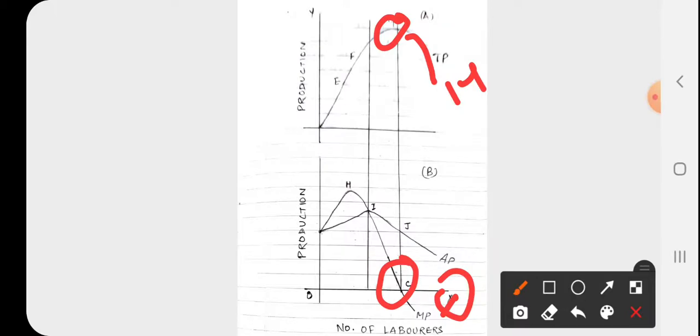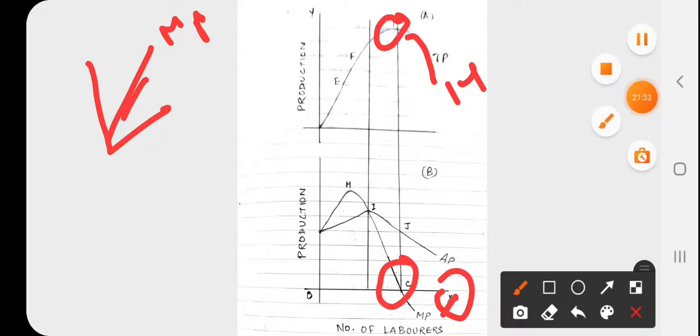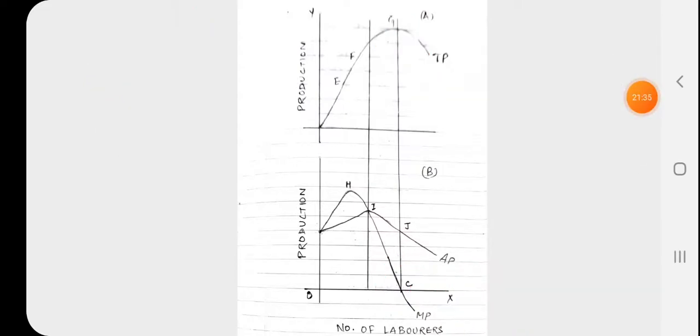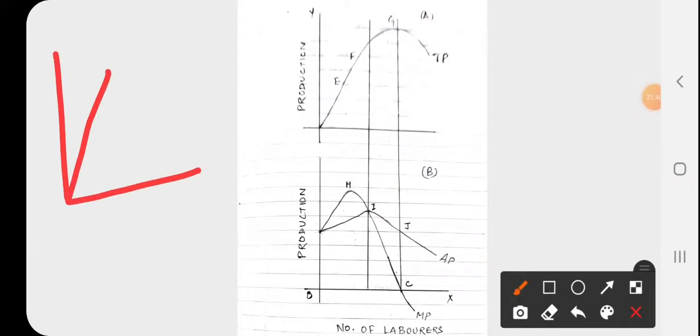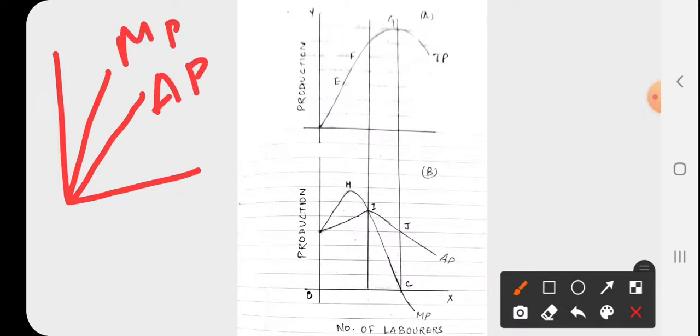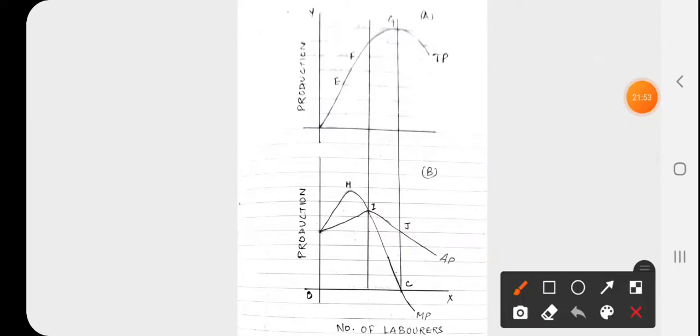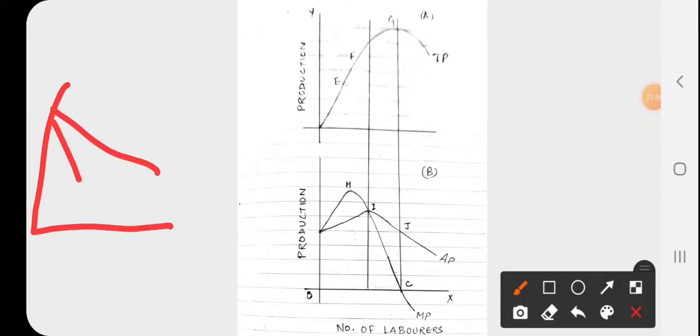You can see in both the cases, when marginal production is increasing, average production also increases. For example, I am drawing this. This is marginal production, this is average production. You can see that in both the cases, the marginal production is above the average production. When it is increasing, the change is more in the marginal production. Likewise, when it is falling, marginal production comes down, average production goes down.